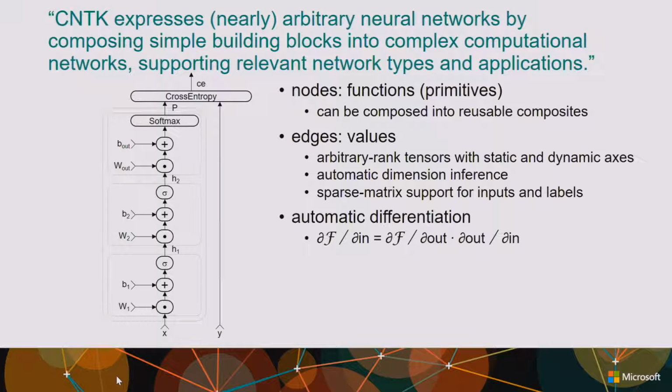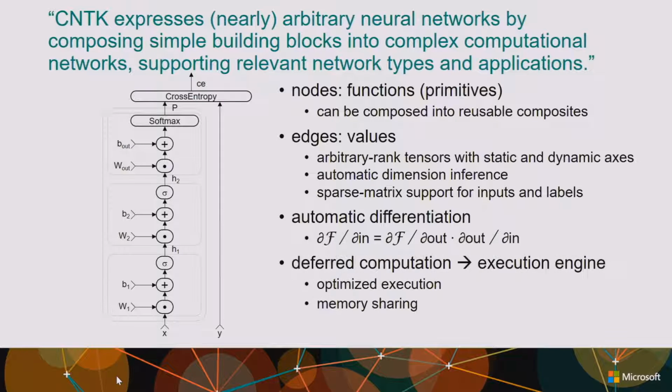So for example, if you want to compute the gradient of the CE criterion with respect to B1 on the lower left, this is just a product of the gradient with respect to P times the gradient of P with respect to the input of the softmax function, and so on. So you just multiply everything that's on the path down to the variable, right? And that's really nice. You don't need to worry about that at all.